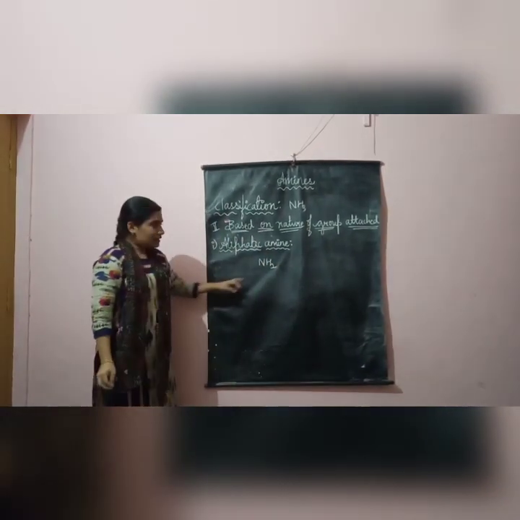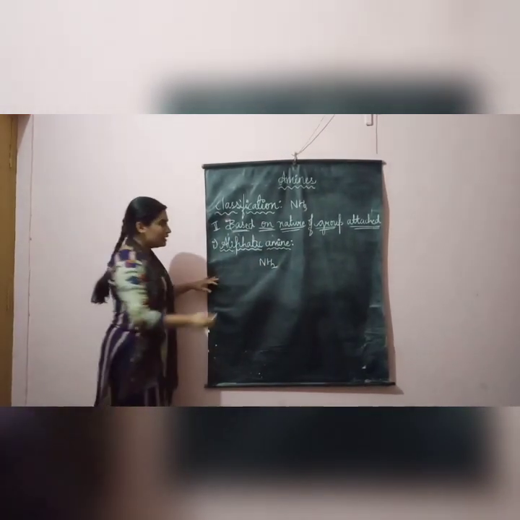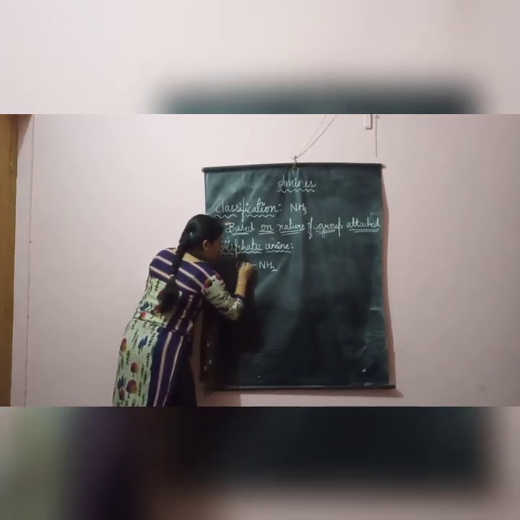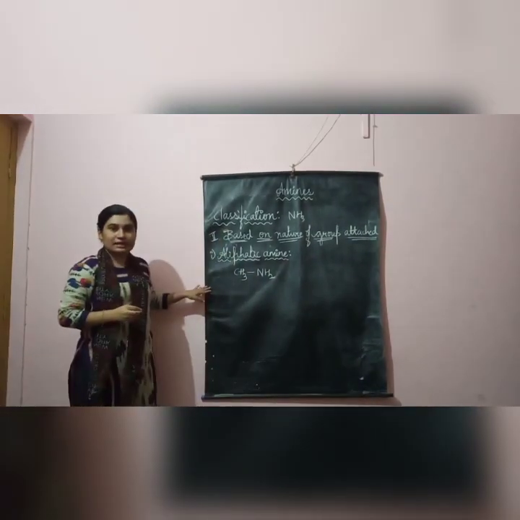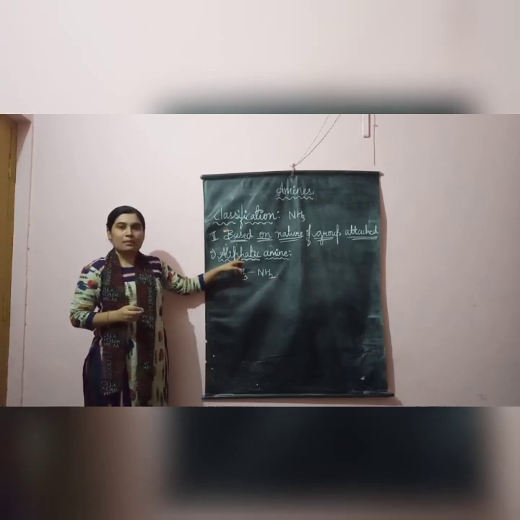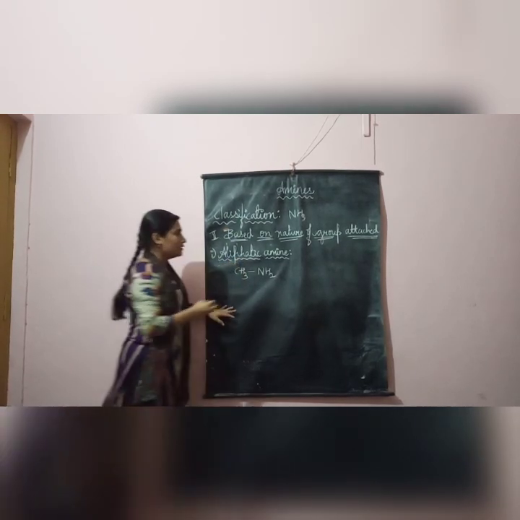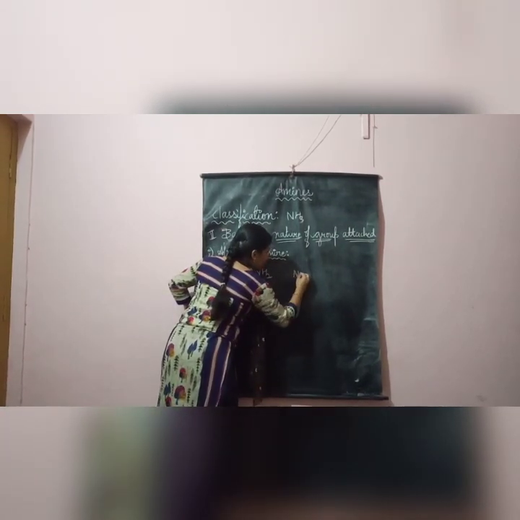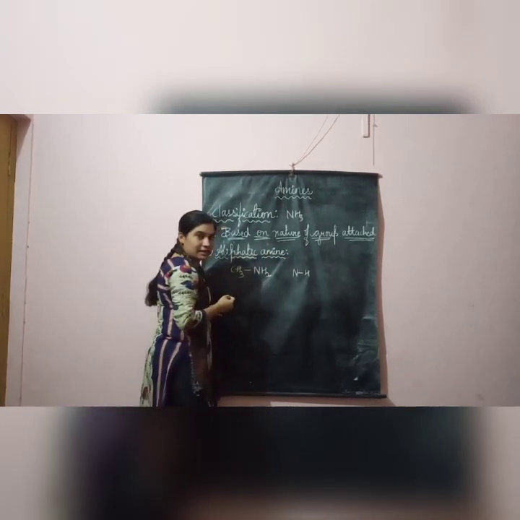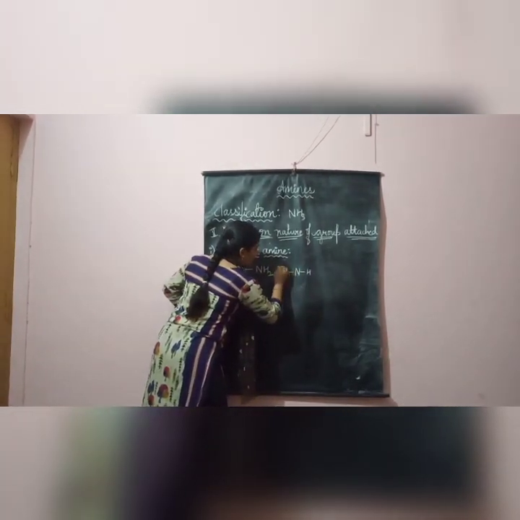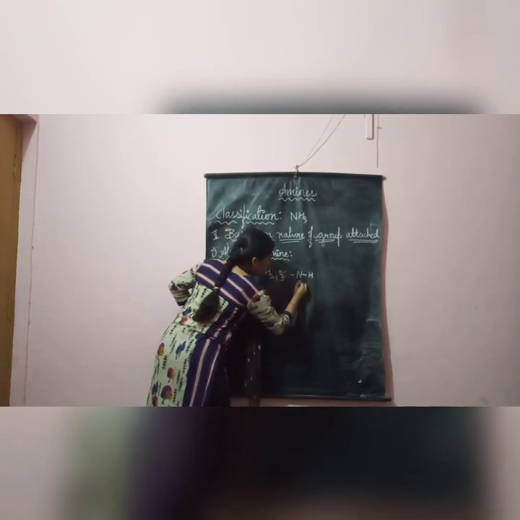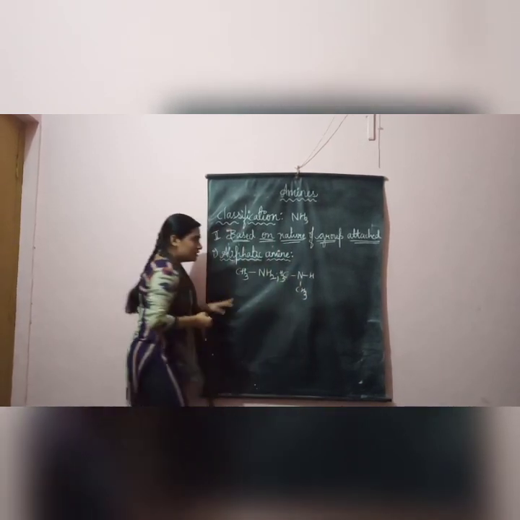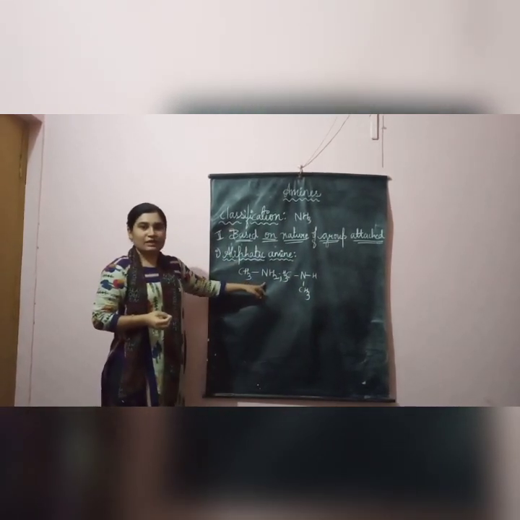I take primary amines, functional group NH2. I will replace one hydrogen by CH3, giving CH3NH2. This is an example for aliphatic amine. I can take the secondary amine now. NH is the secondary amine's functional group. Alright, CH3, CH3. This is also an example for aliphatic amine.